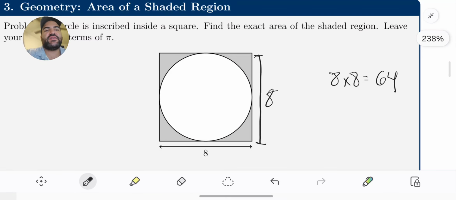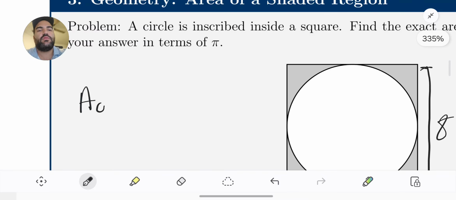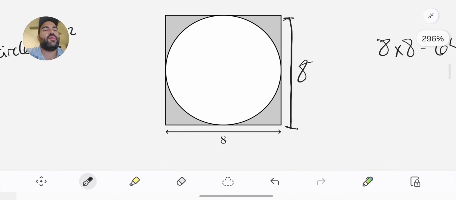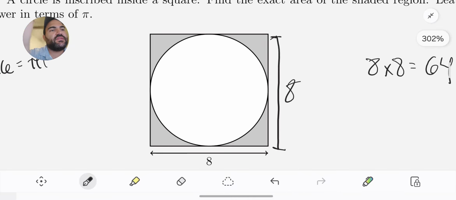So big square, 64. Now, how in the world am I going to find the area of the circle? Well, I need the formula first. Area of a circle is pi r squared. Well, I need my radius. This is a little tricky.